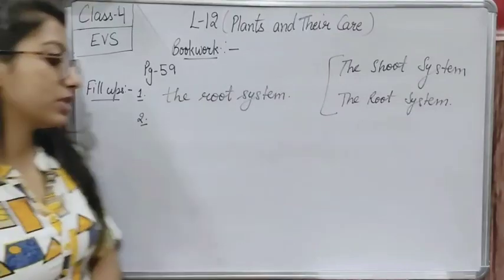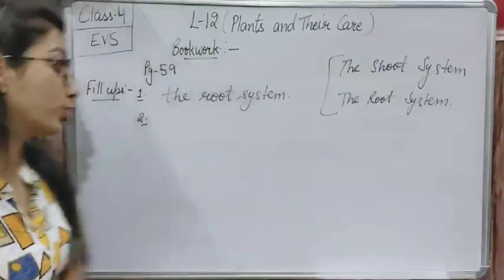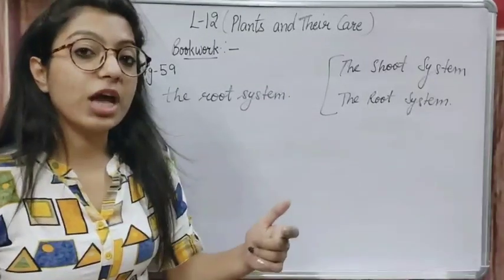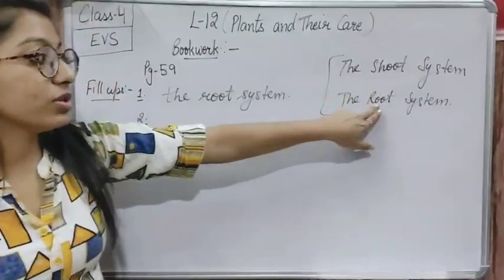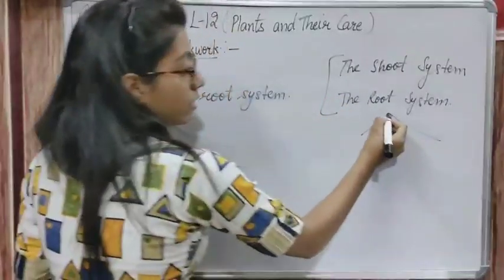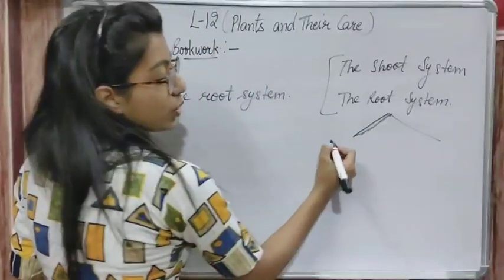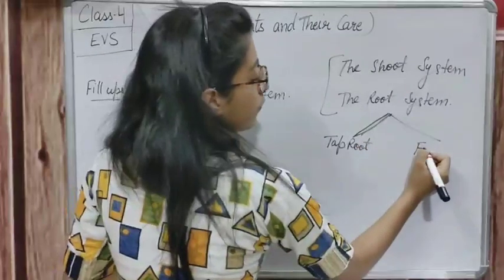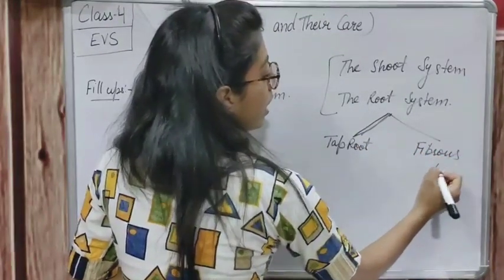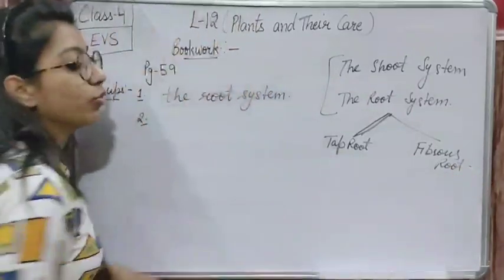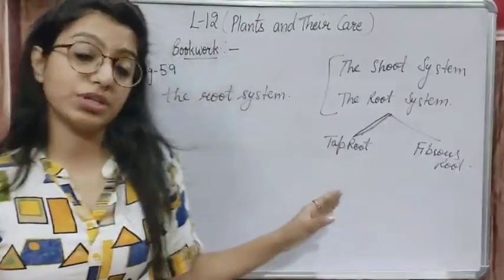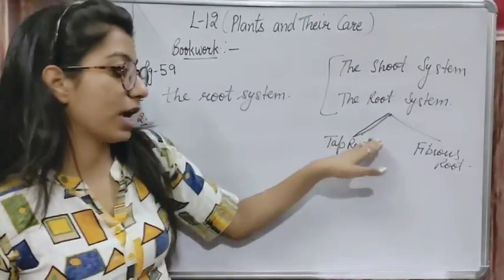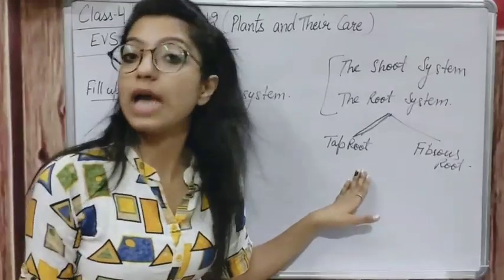Then the second fill-up is: the grass plant has dash root. The grass plant is an example of which type of root? Now the root system is divided into two parts. The first one is tap root and the second one is fibrous root. So what is the tap root system? A tap root system has a main root. Ek main root hota hai tap root system ke plants ka. Kuch plants ka main root hota hai. Those plants are known as tap root.